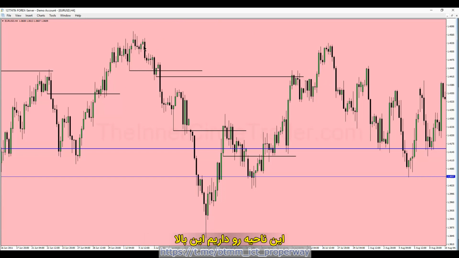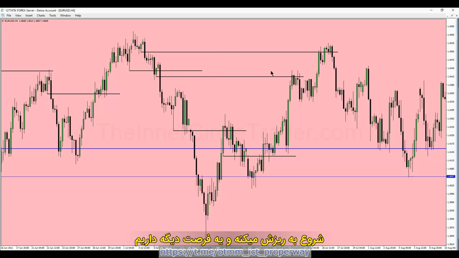We have this area up here, an old fractal high, right there. Price trades to it here. Bearish order block, starts to sell off. We have another opportunity presented here. Okay, last up candle, right before the down move. Didn't quite get to it there.